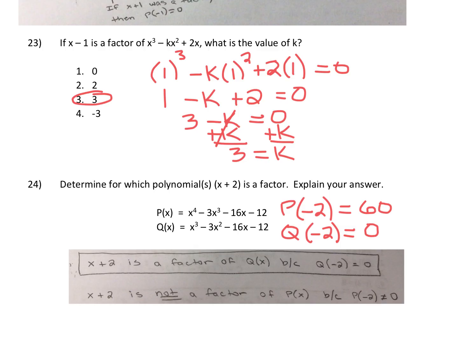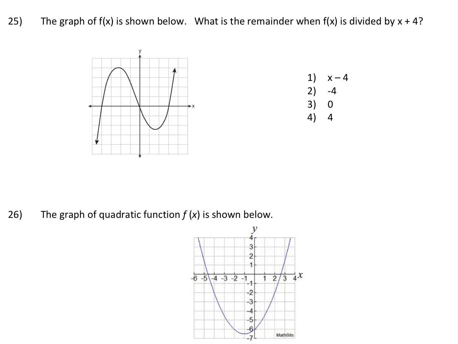All right, let's look at the next page. And those are the last examples we're going to look at today. Okay, so for the examples on page 11, we're going to be looking at graphs instead of being given equations. Okay, so 25. They give us here the graph of f of x, right? And they want to know what is the remainder of f of x when it's divided by x plus 4.